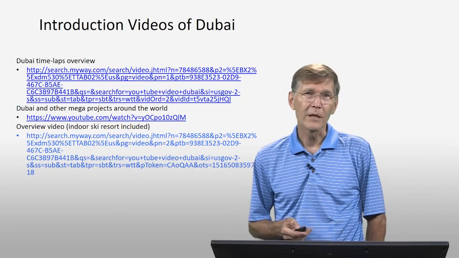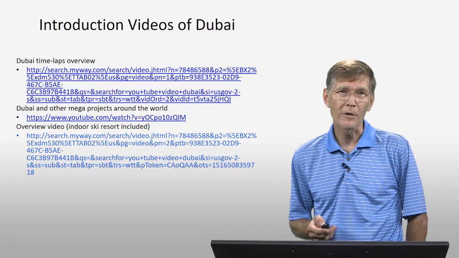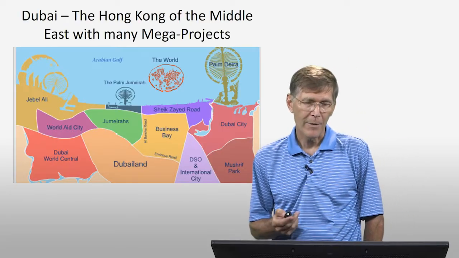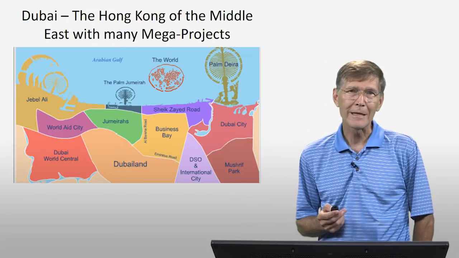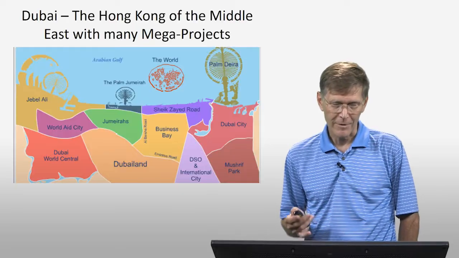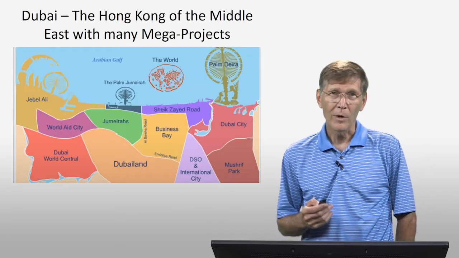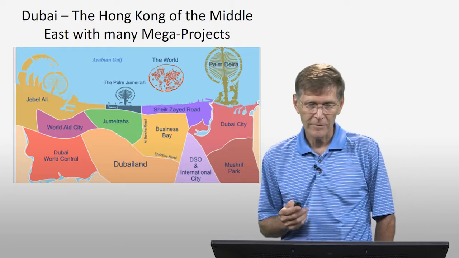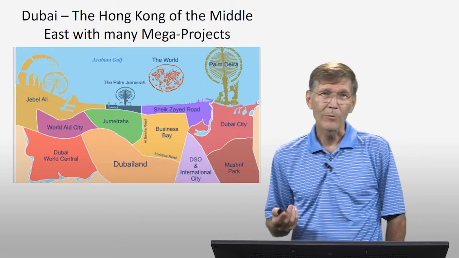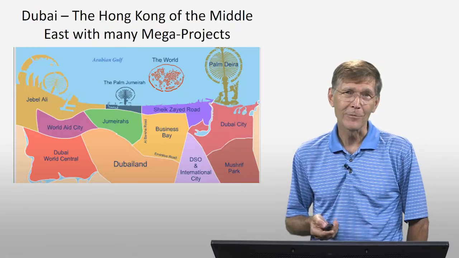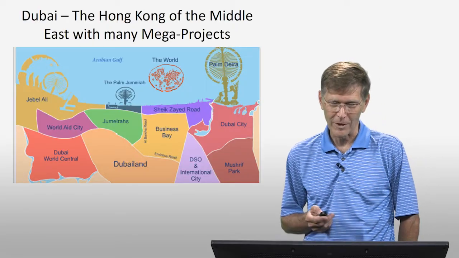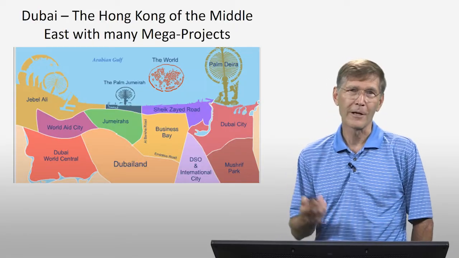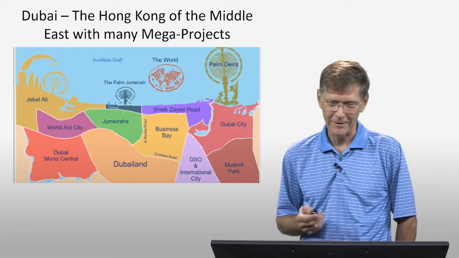So we have a number of introduction videos for those of you that want to learn more about it. Dubai, as I mentioned, is the Hong Kong of the Middle East with many of these mega projects, and here are some of them that are listed here. The ones that are well known are the World. Those are all islands that are in the shape of different countries in the world. Like you could buy England for, at one point it was like $8 million, and you could buy all of the island of England if you wanted to. There were rumors that Paul McCartney was going to buy England. I'm not sure if he did or not.